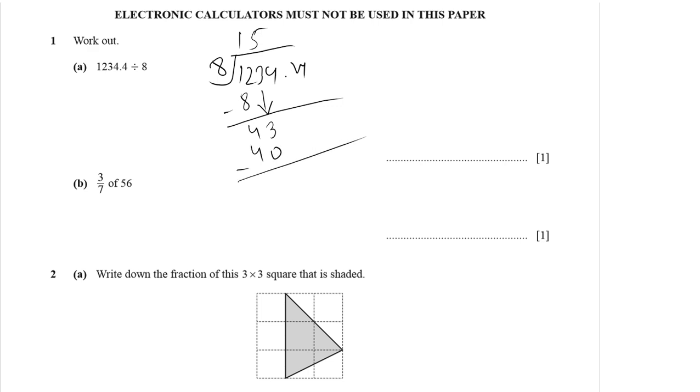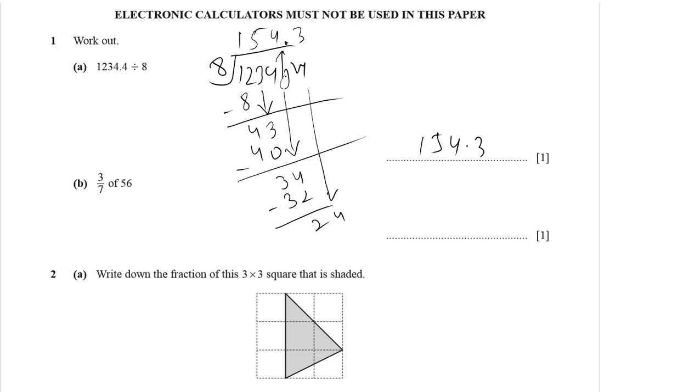minus 3, 1 digit will be dropped. 4, 8 fours are 32, minus 2, 1 digit will be dropped and the decimal can be shifted upwards. So 8 3 times is what, the answer would be 154.3.